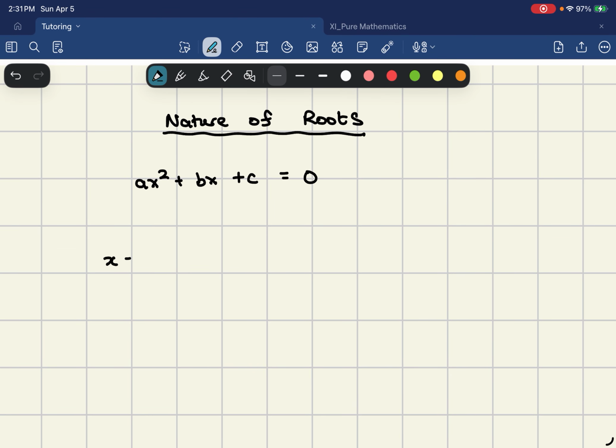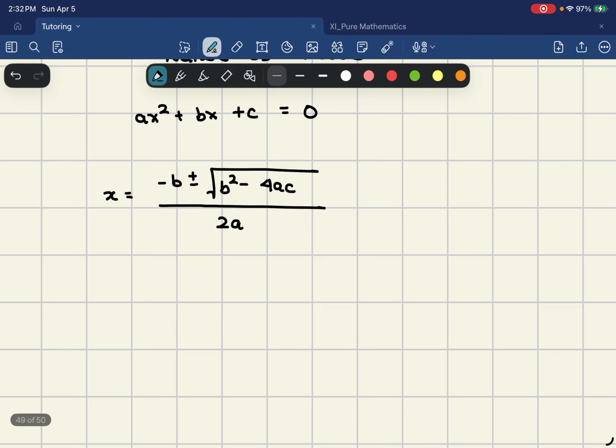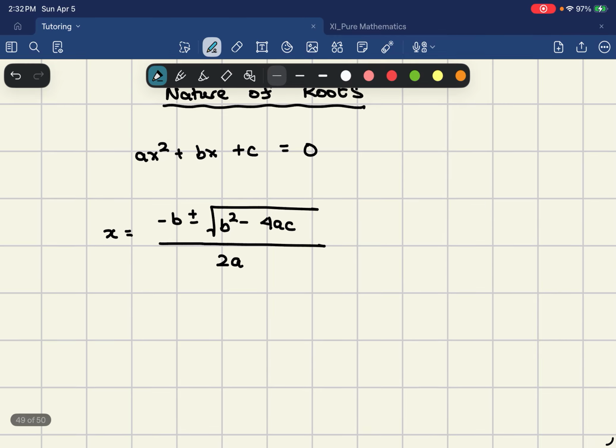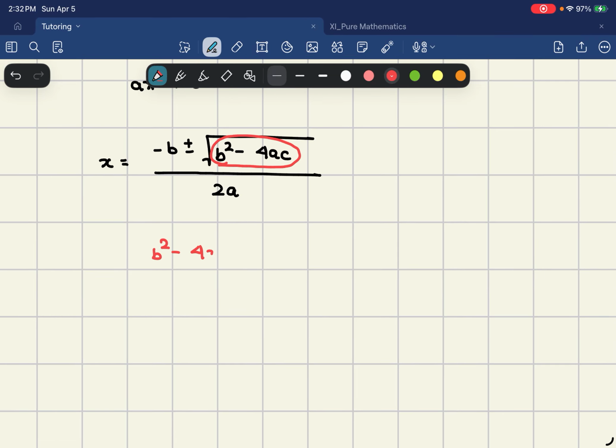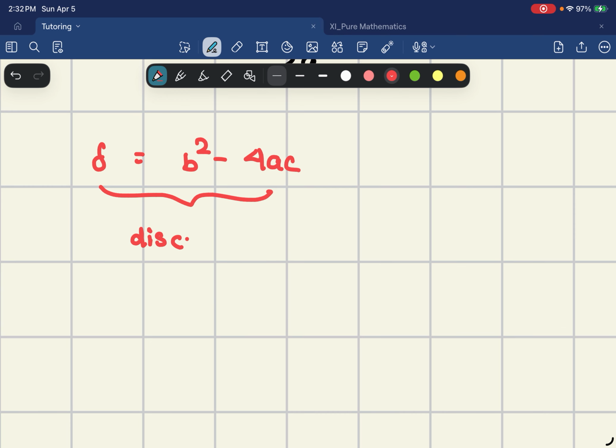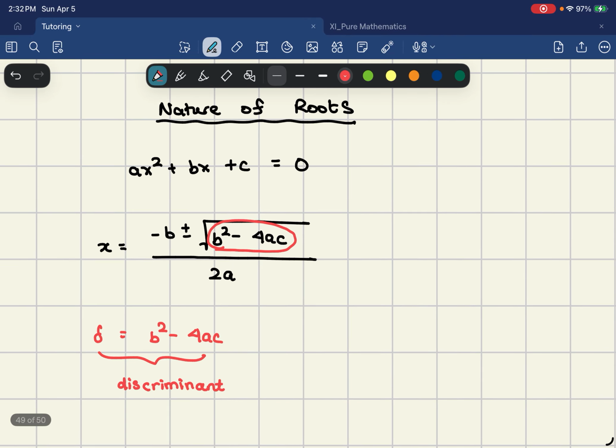Well, we know that x is equal to minus b plus or minus the square root of b squared minus 4ac, all over 2a. This is the quadratic formula. And to determine how many solutions we have, we want to check the term inside our square root, b squared minus 4ac. That is very important, and we have a special name for this. We'll represent it with a triangle or with delta sometimes, but this is known as your discriminant. The discriminant tells you something about how many solutions or how many roots you have.